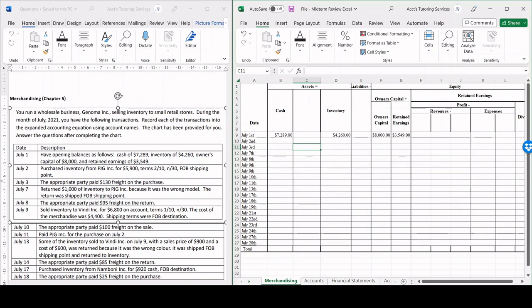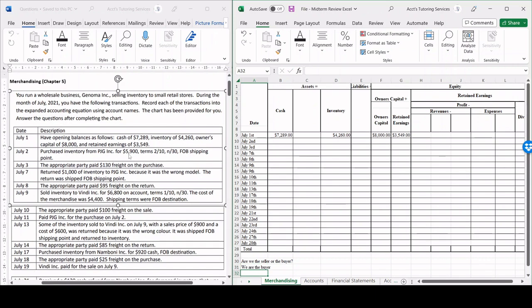So on July 2nd, we purchased inventory from PJG Inc. for 5,900, terms 2/10, n/30, FOB shipping point. Whenever it comes to a merchandising transaction, the first question you want to ask yourself is, are we the seller or the buyer? In this case, since we purchased something, we are the buyer. That's very important. So we're buying inventory, obviously, so let's go ahead and increase inventory by 5,900.